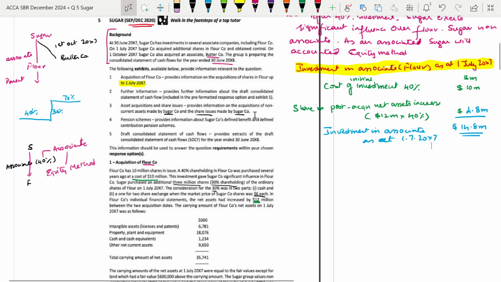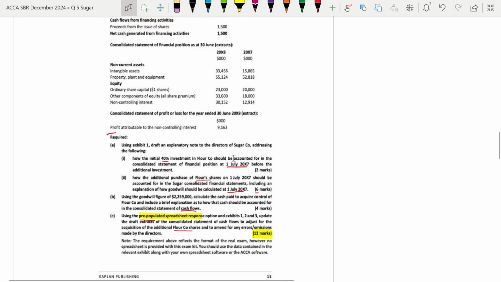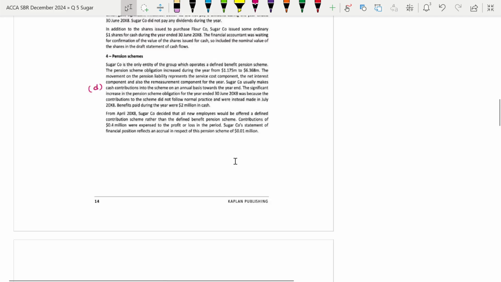This is for question number 1, A1. See what they say: how the initial 40% investment should be accounted in the consolidated statement on 1st July 2007. How many marks is this for A1? This is only for 2 marks.